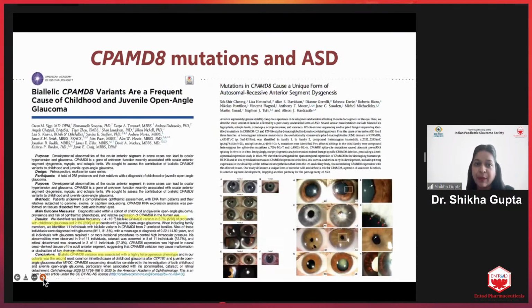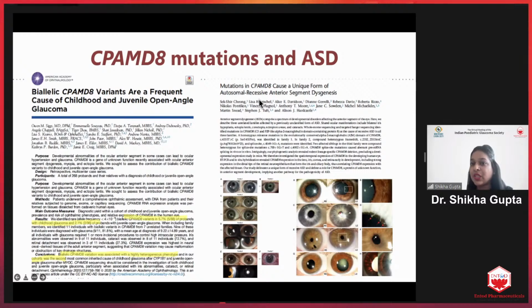Coming on to CPAMD8 mutations and anterior segment dysgenesis, there are two reports, one from the Australian continent and one from the American one. They say that when they looked at biallelic CPAMD8 mutations, they found these mutations in approximately 6% of congenital glaucoma. And again, these kinds of congenital glaucoma, this picture is from this paper, were mainly anterior segment dysgenesis with corectopia or iris abnormalities and ectropion uveae, like the ones we suggested, but they have not labeled them as ARS cases.